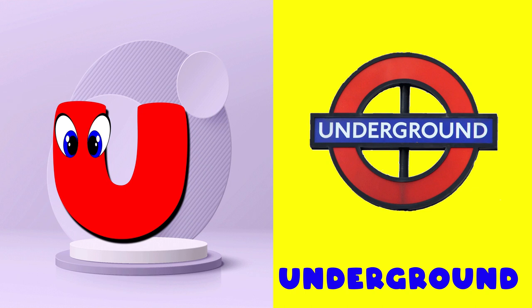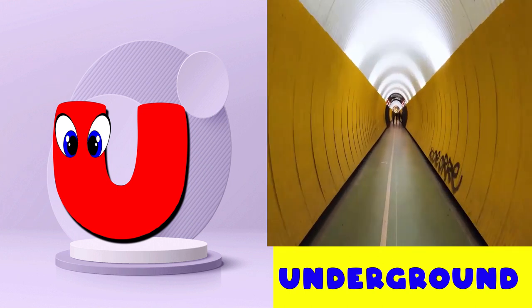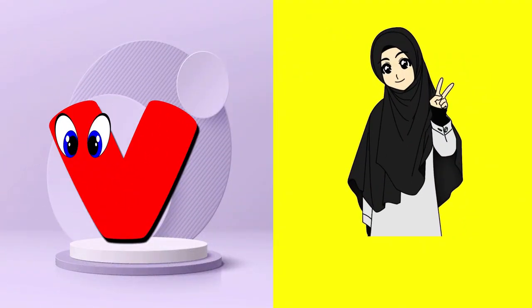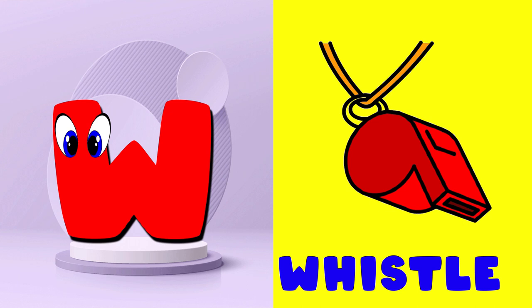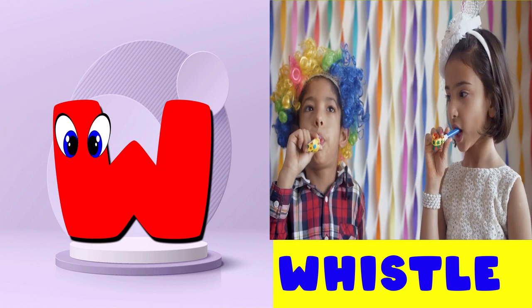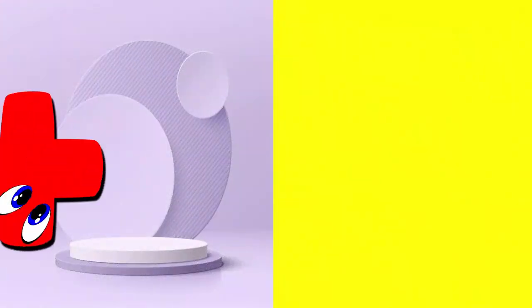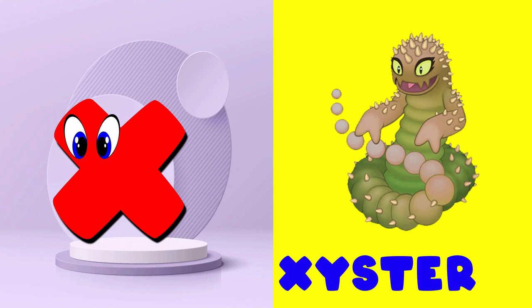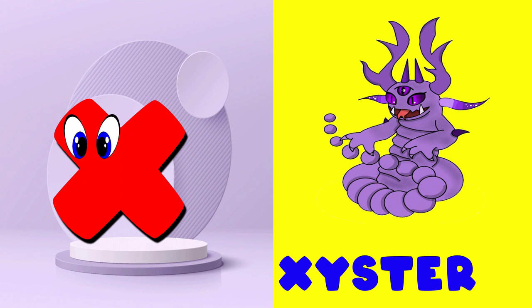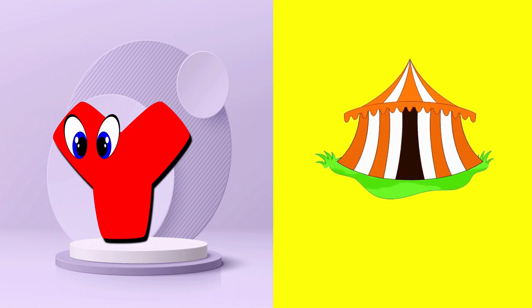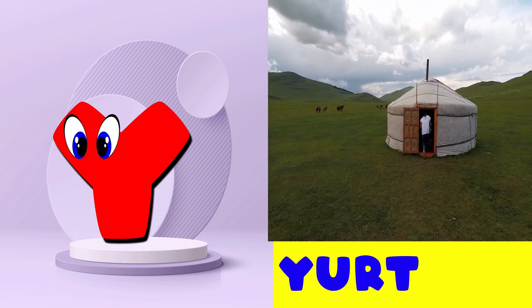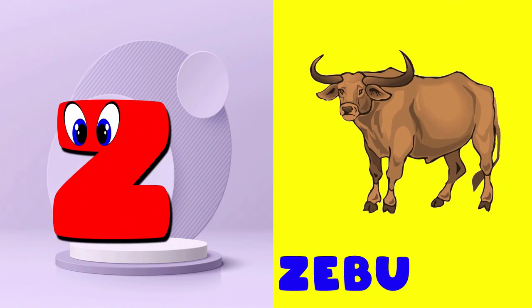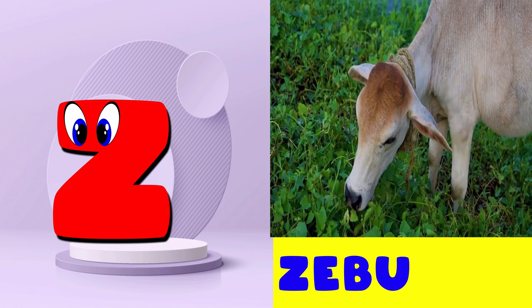U for underground. V for whale. W for whistle. X for sister. Y for yard. Z for zebu.